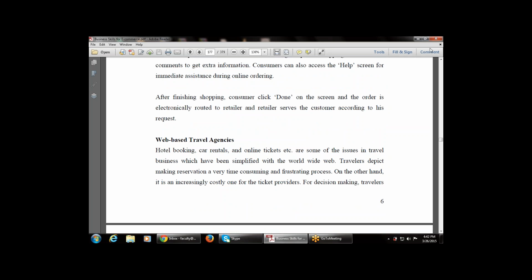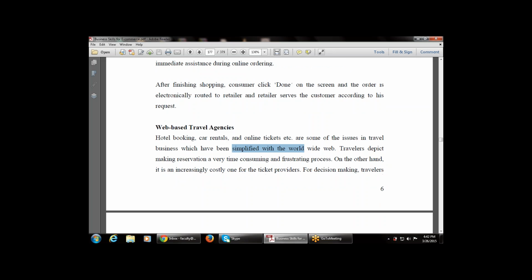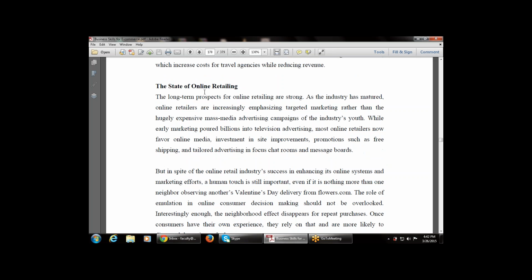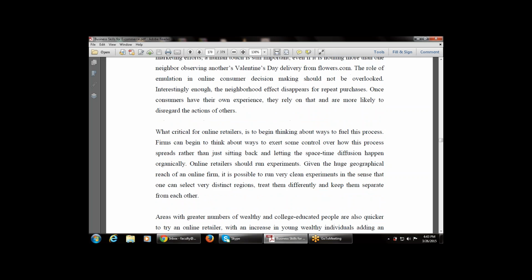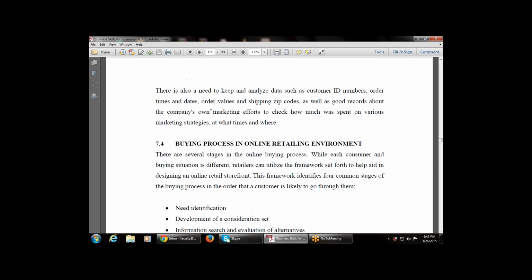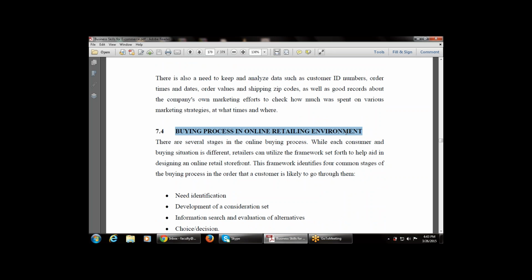Next is web-based travel agencies. That is how to make transactions on web-based travel agencies, like hotel booking, car rental, and online tickets, which are some of the issues in the travel business that have been simplified with the www. The state of online retailing is also one of the things that makes online retailing very strong.